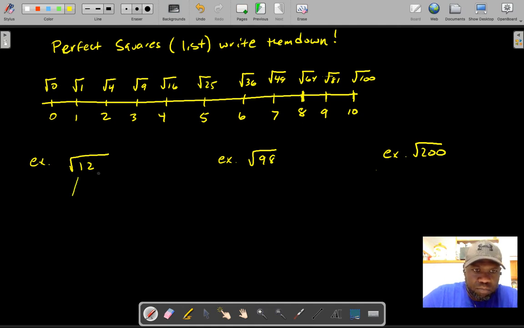So I'm going to make two little lines here to represent my factor tree. The first step says find a perfect square that would go into the value you're trying to break down or simplify. Looking at this, we have 4 here. So 4 is a factor of 12. I'm going to put the square root of 4 here, then times in the middle. And then what is the other factor? The square root of 3.